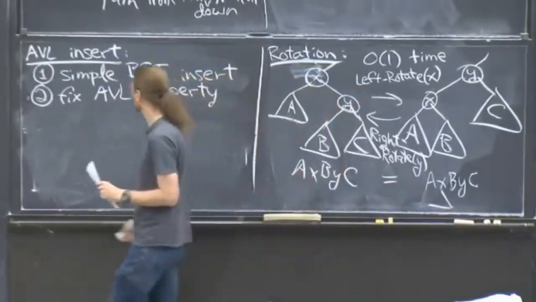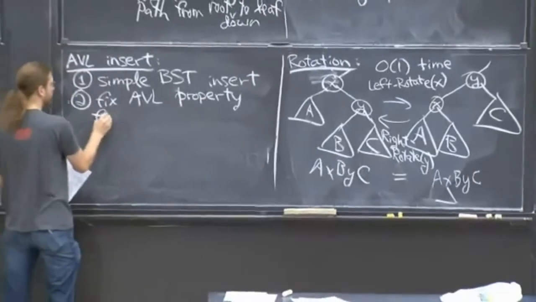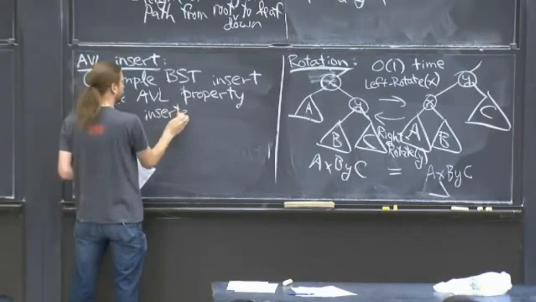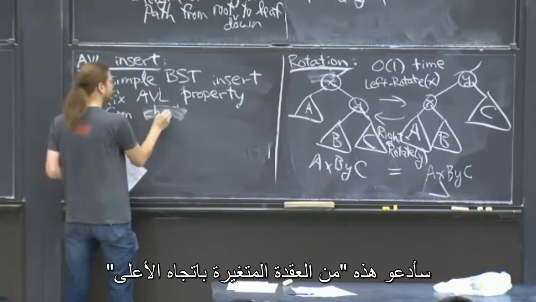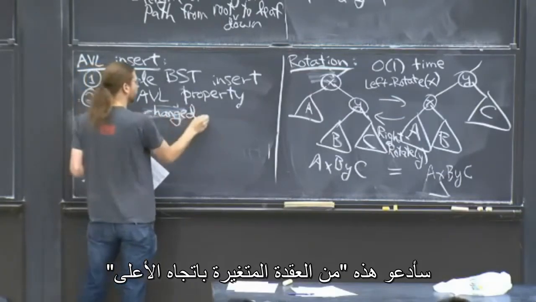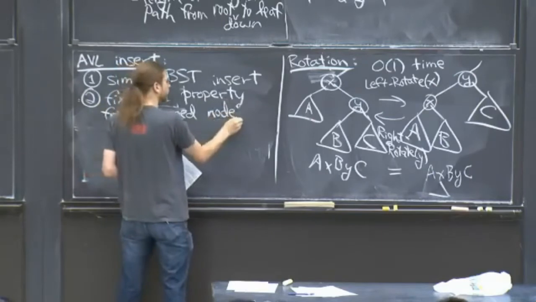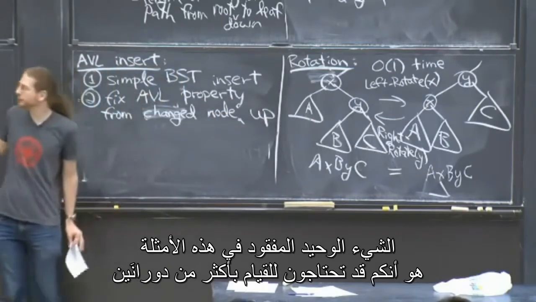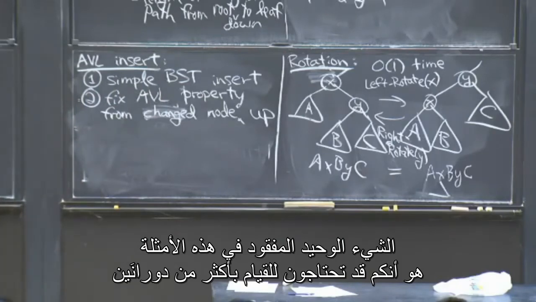I'm just going to call this from the changed node up. So the one thing that's missing from these examples is that you might have to do more than 2 rotations.